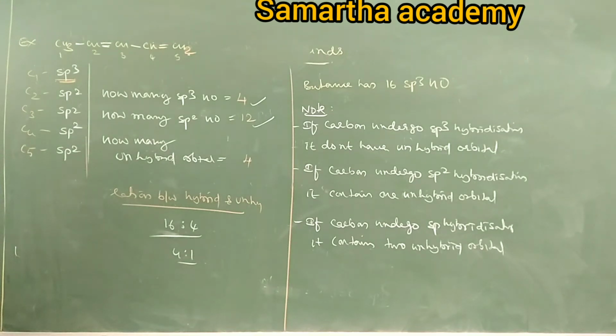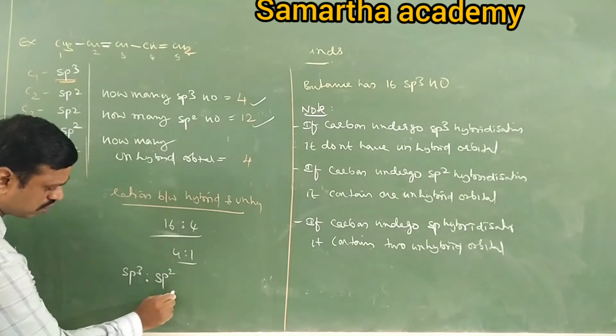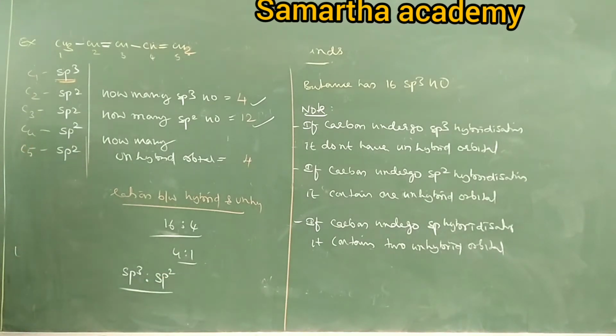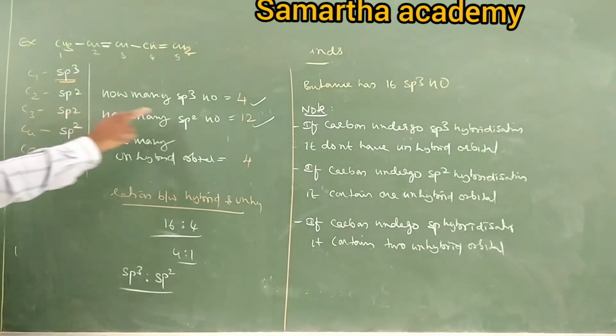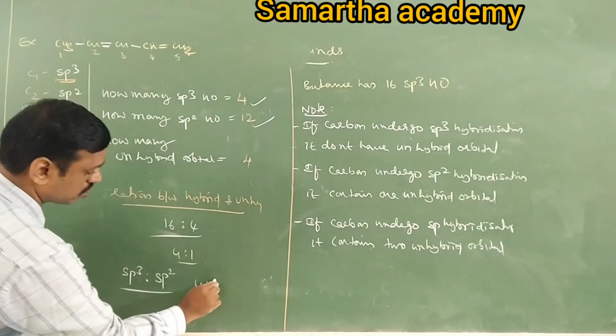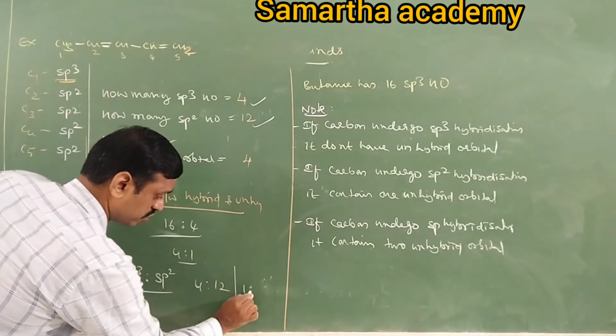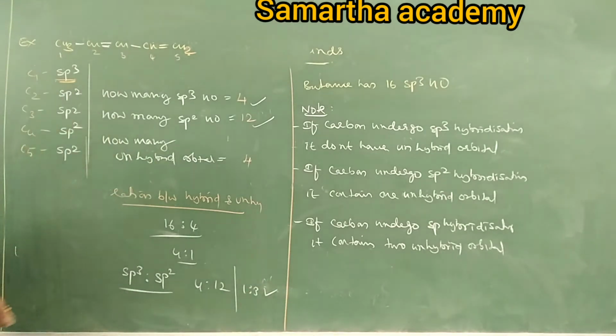What is the ratio between sp3 and sp2? These are all possible questions. sp3 is 4 and sp2 is 12, so the ratio is 1 is to 3. That is the answer.